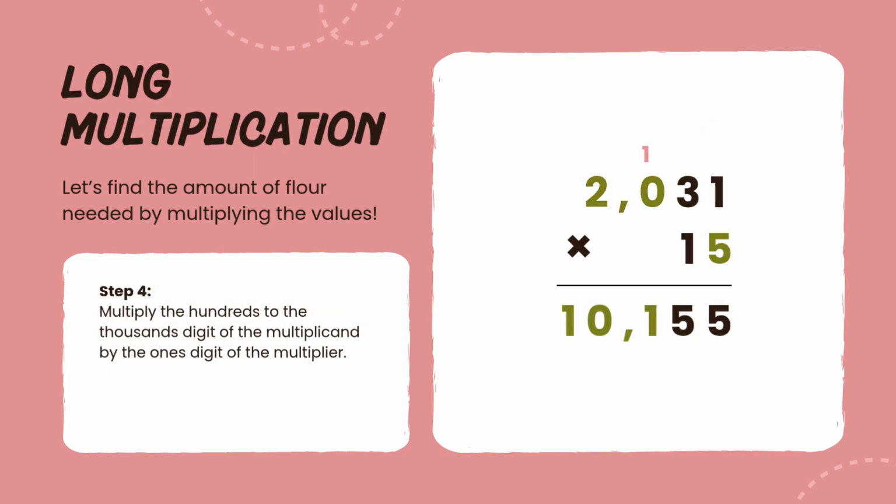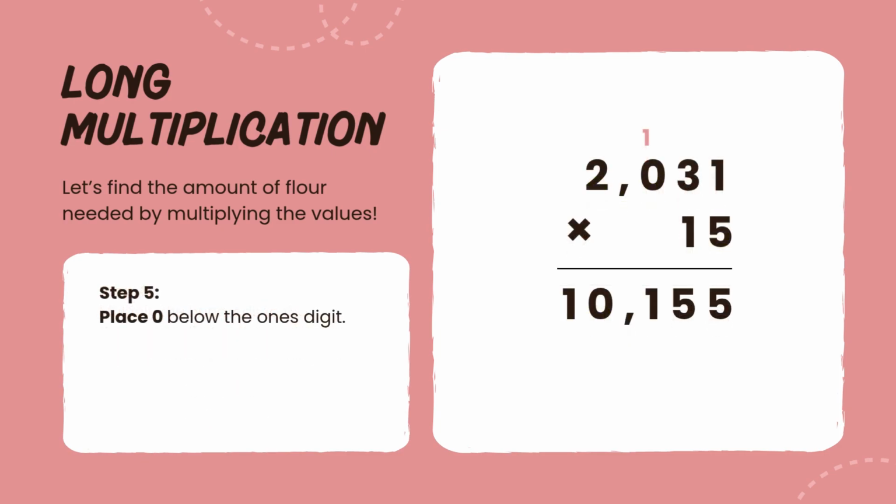Step 4. Multiply the hundreds to the thousands digit of the multiplicand by the ones digit of the multiplier. 0 times 5 is equal to 0. 0 plus 1 we carried, you get 1. 2 times 5 is equal to 10. Step 5. Place 0 below the ones digit.